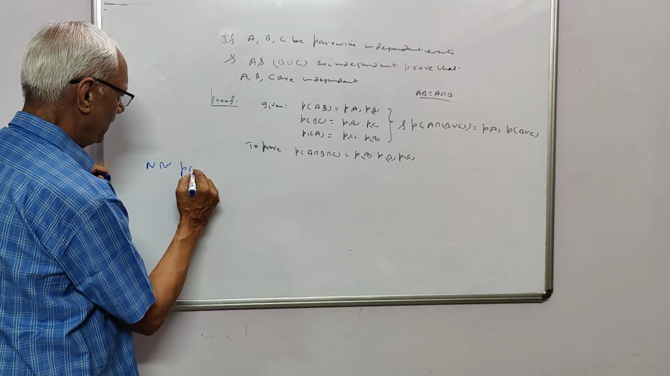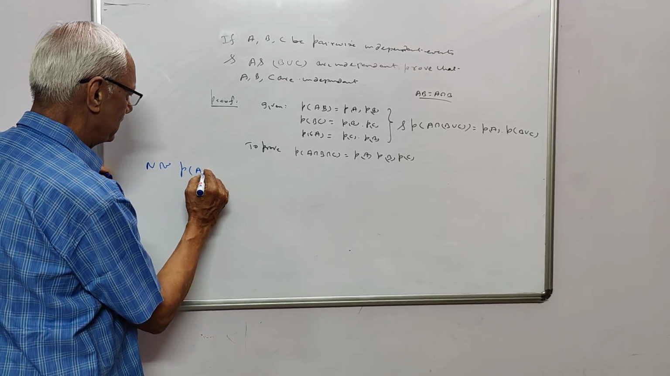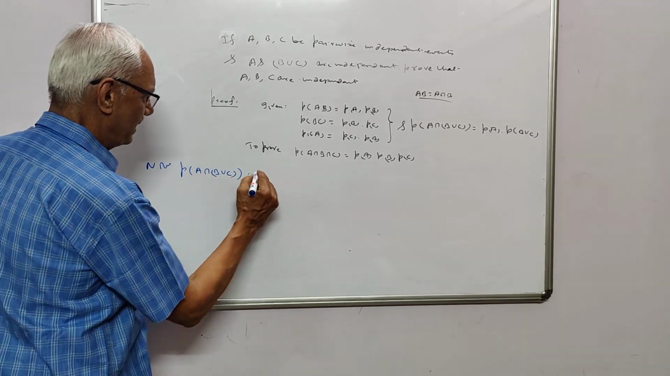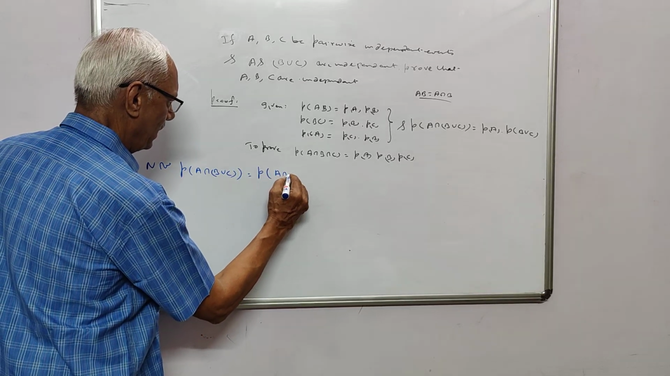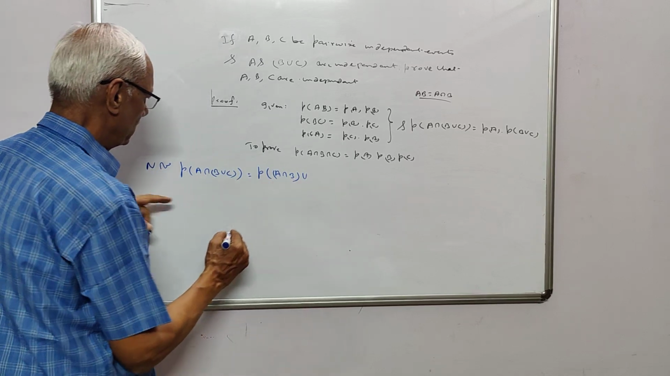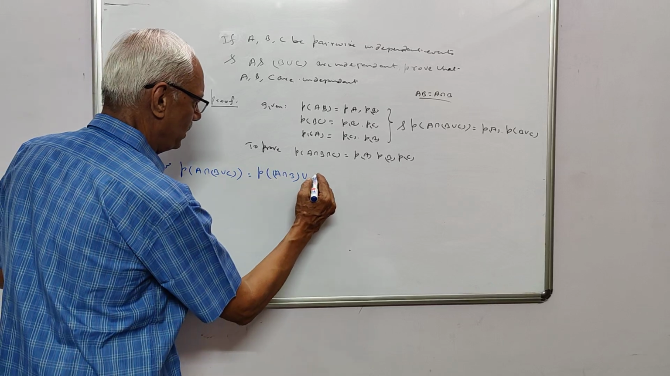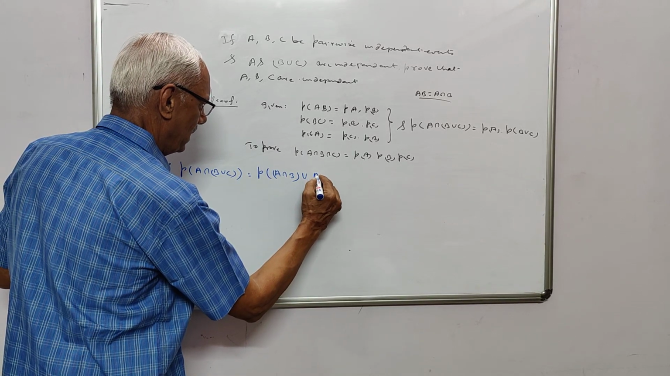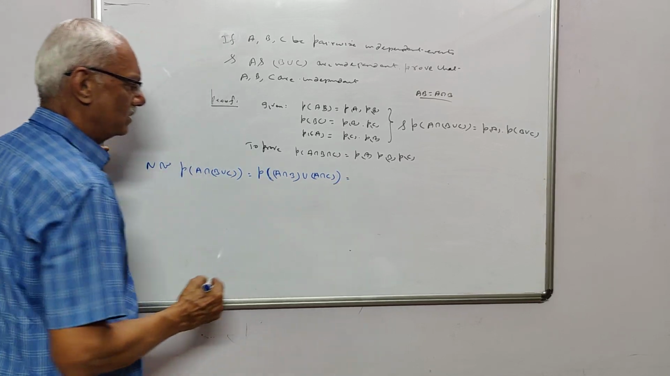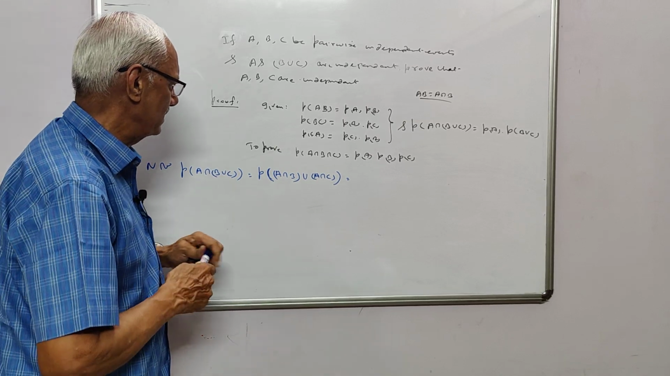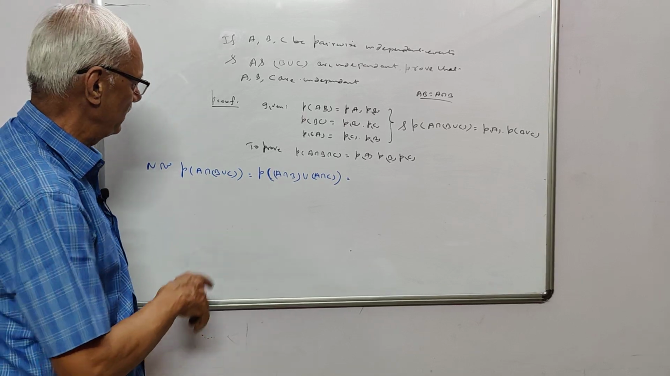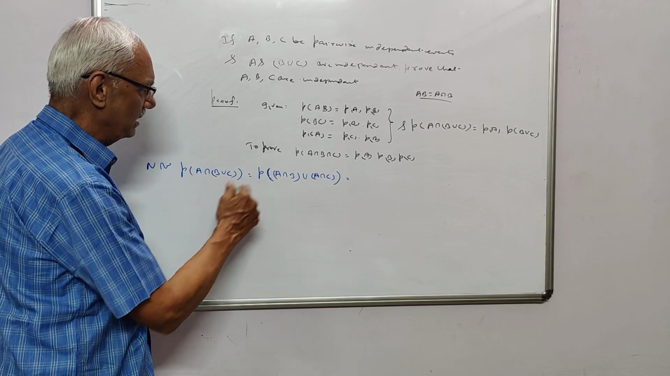Now, I will write here, P of A intersection B union C is equal to, so this I will write as P of A intersection B union A intersection C. So you see that it is A intersection B union A intersection C. This is the associative law. I am using the associative law.